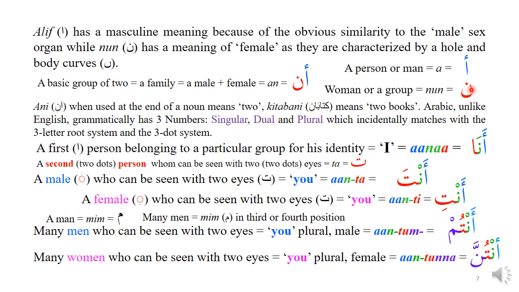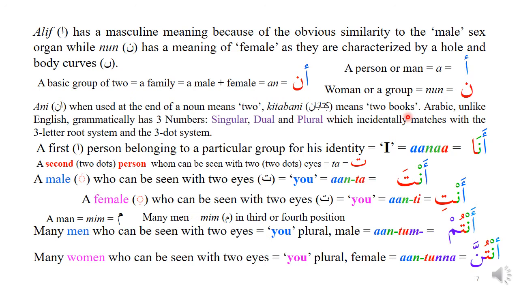Noon can also mean a group. See, nahnu, we, right? Nahnu means we, so noon can also mean a group. Now, so alif means a man and noon means a woman. So alif noon together, an, would mean a family. That is a basic group of two. And this theme you will see in many words, especially when it comes at the end. For example, ani means two in Arabic. For example, kitabani would mean two books.